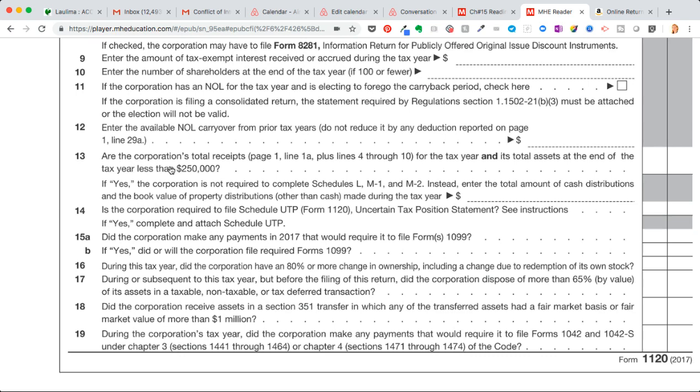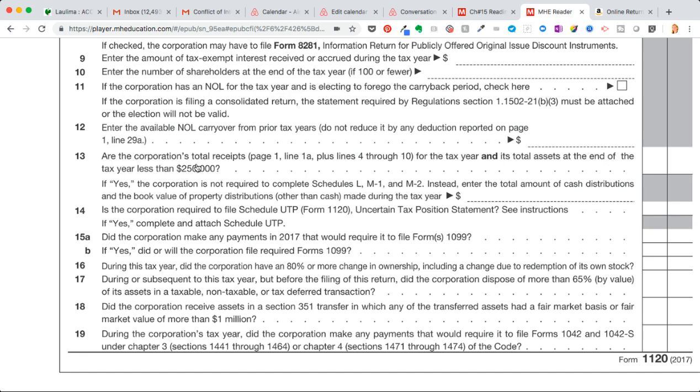Number 13 here: are the corporation's total receipts, page 1, line 1A, plus lines 4 through 10 for the tax year, and its total assets at the end of the year less than $250,000? If yes, the corporation is not required to complete Schedules L, M1, and M2. Instead, enter the total amount of cash dividends and the book value of property distributions other than cash made during the tax year.